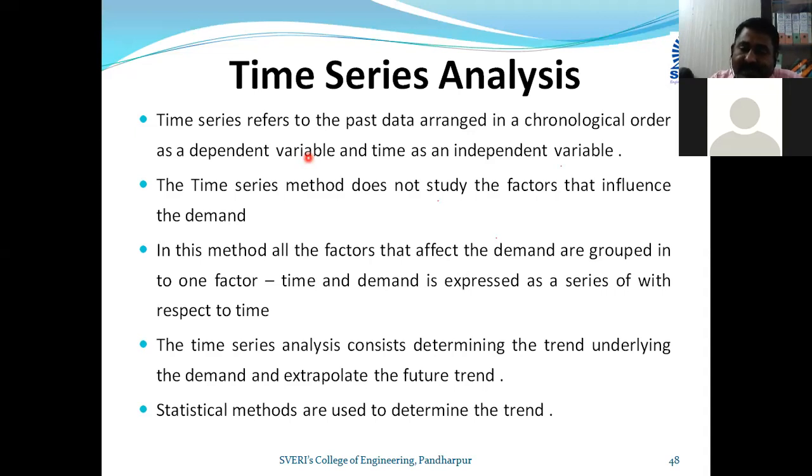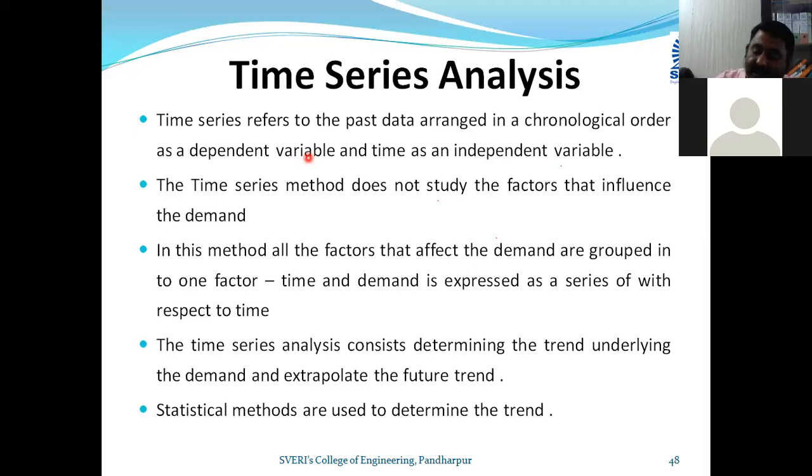The time series analysis consists of determining the trend underlying the demand and extrapolating the future trend. What is the trend as far as the demand is concerned? Based on the past data from the last many years, what is today's scenario in chronological order, and based on this, what will be the future trend? It will be predicted. Statistical methods are used to determine the trends. So this is about the time series analysis.